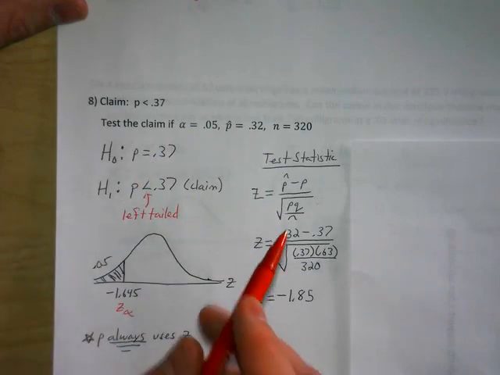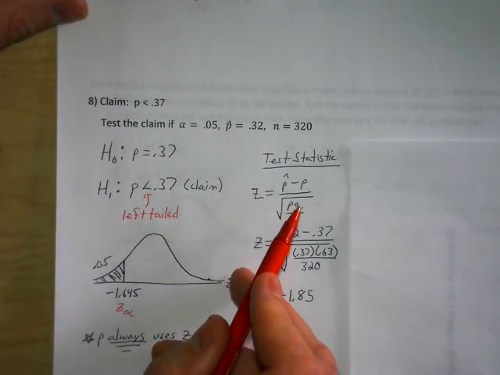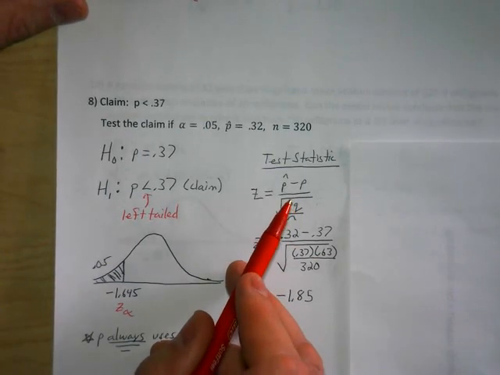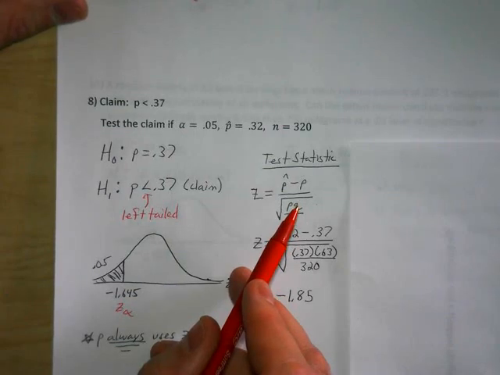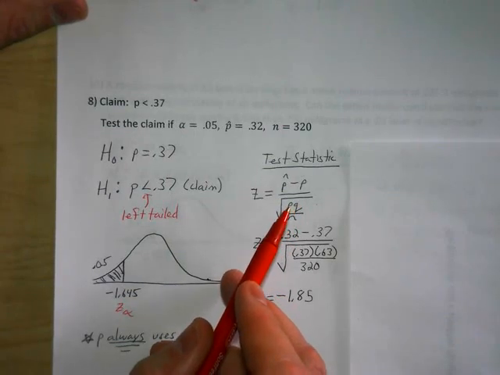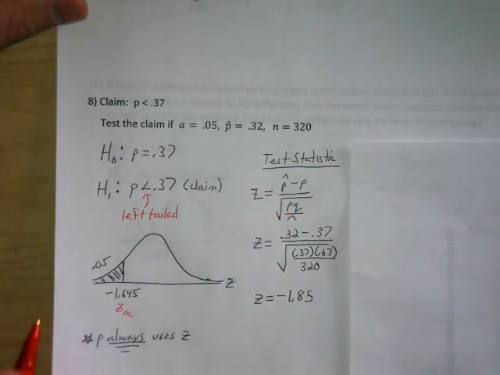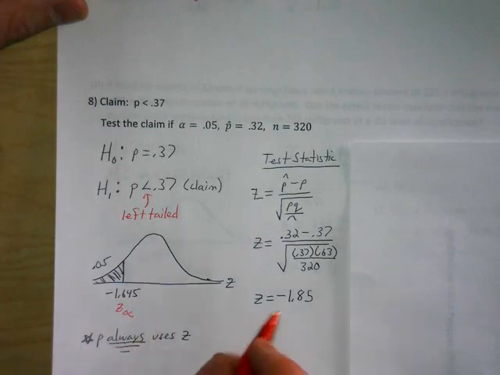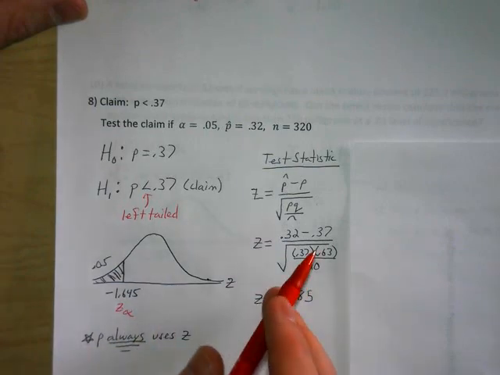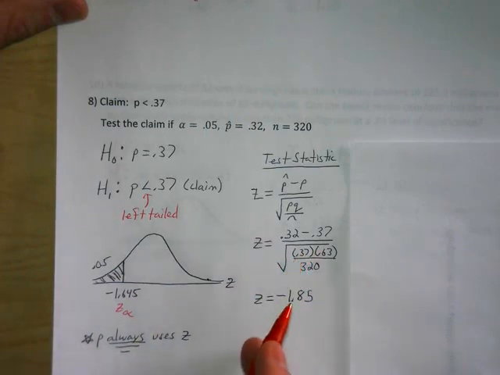And then you've got to be careful on this. It's pq inside the square root, not p hat q hat. The confidence intervals used p hat q hat inside the square root. Here, we have the population proportion of successes and failures, so p and q, not p hat q hat. So just make sure you don't make that mistake. Then you plug and chug into that formula, and you get a z-score of negative 1.85.